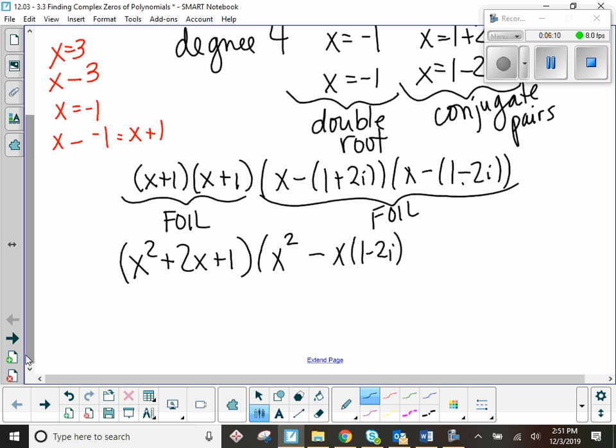What does the I stand for in FOIL? The inside terms, right? The inner. So this is the inside term here. This is the inside term here. This one's negative. This one's positive. So we're going to multiply. That'll be negative. And then it's x times the 1 plus 2i. We're just going to smush them. We're not actually doing the math. We're just setting it up. Okay.